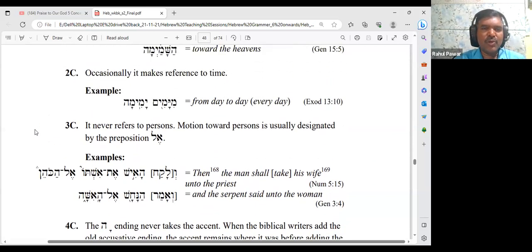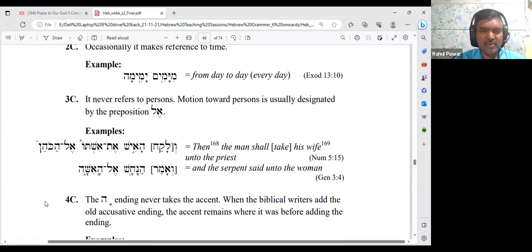Now, very important thing, occasionally it makes reference to time. This qamets hey, that is the accusative hey ending, is used in reference to time, but it never refers to a person. When it refers to a person, always the preposition el is used. For example, here I just read, Velakach ha-ish et ishto el hakohen. In reference to time or motion, qamets hey accusative hey ending is used, but in reference to a person, the preposition el is used. Vayomer hanachash el ha-isha, and the serpent said unto the woman. Here also the el preposition is used in reference to a person.